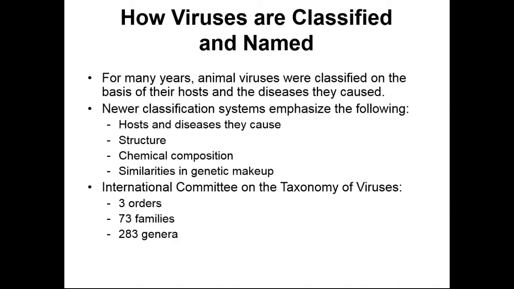Since the new naming system has been instituted, the International Committee on the Taxonomy of Viruses has categorized viruses into 3 orders. Within those 3 orders, there are 73 families, and within those families, there are 283 genera, and then within those genera, we have the individual species of viruses.